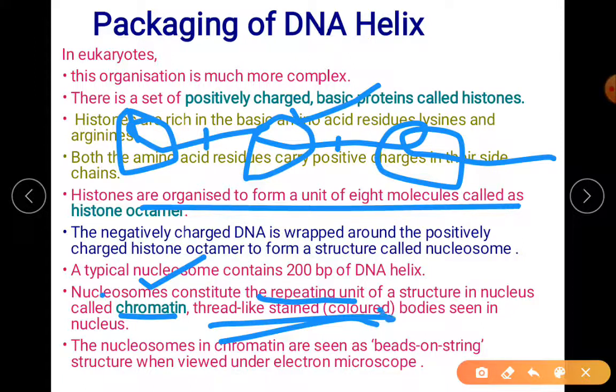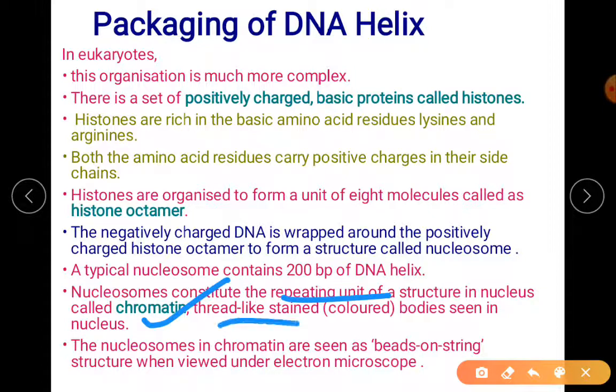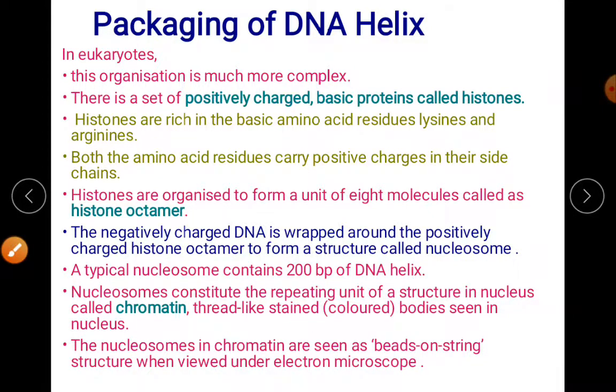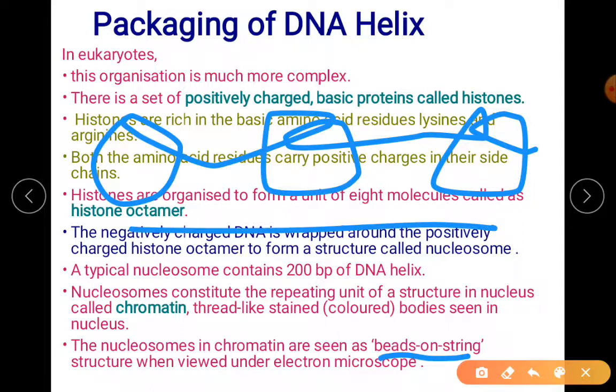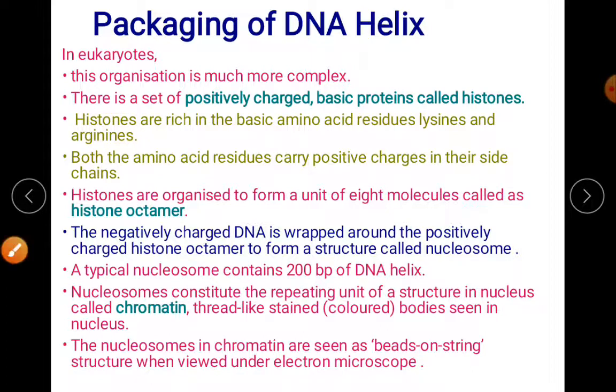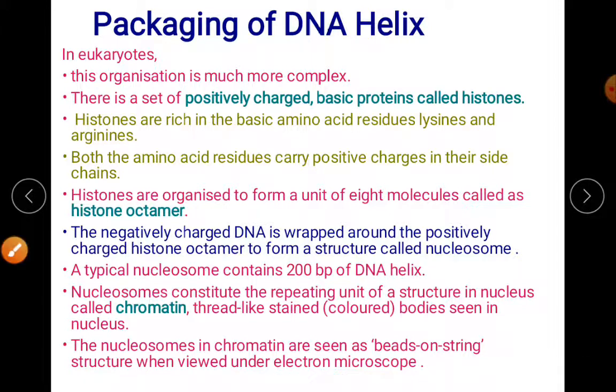If you put a stain, it gets colored. So I hope the sentence is clear. It constitutes a repeating structure which is called chromatin. Under the microscope, it is a thread-like structure. Now, as I told you, it appears as beads on a string. If you go to the ultrastructure, it looks like beads present on a string. This is when you observe under the electron microscope. That is when your nucleosomes are clearly seen.